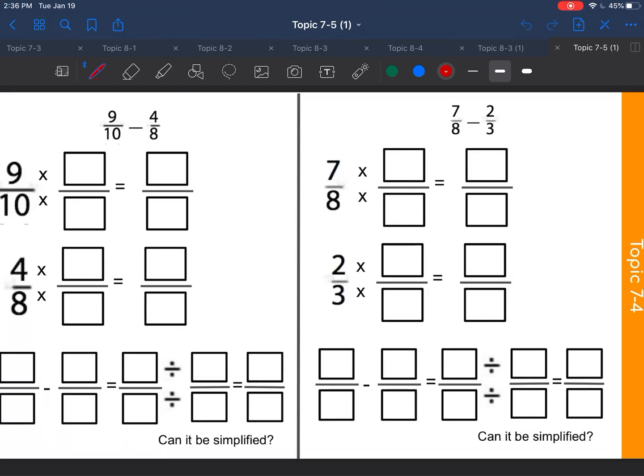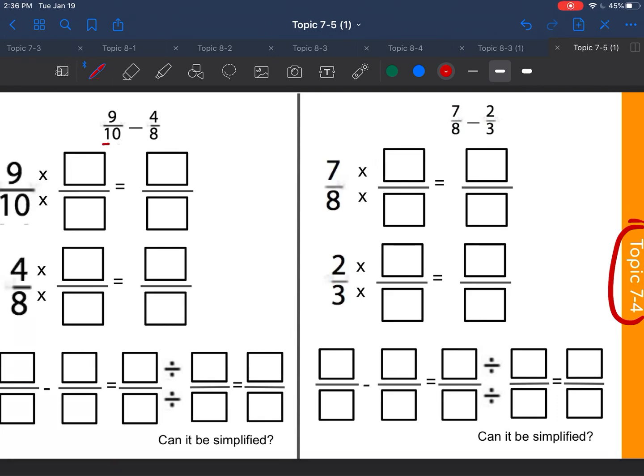Hello, fifth graders. I'm going to start today's lesson by going over the last slide in your notes from yesterday. If you don't already have it, make sure you have topic 7-4 notes open so that you can check your work and make sure that you got the correct answers. Okay, so what we were doing was subtracting fractions.